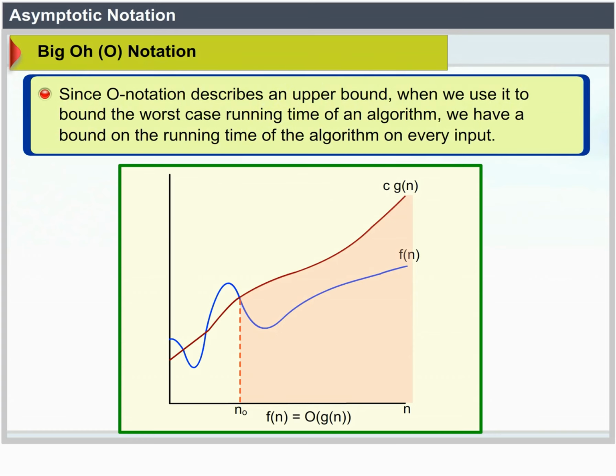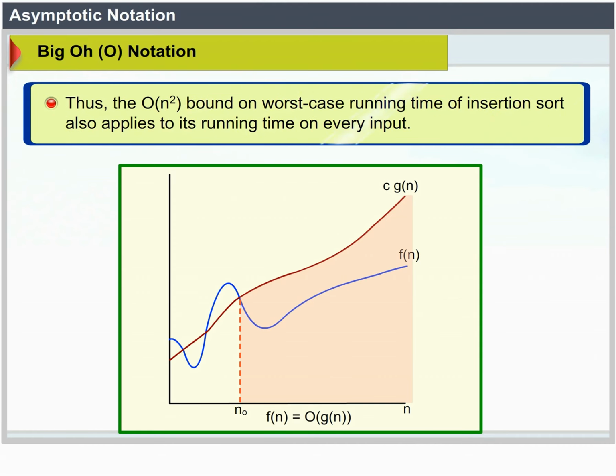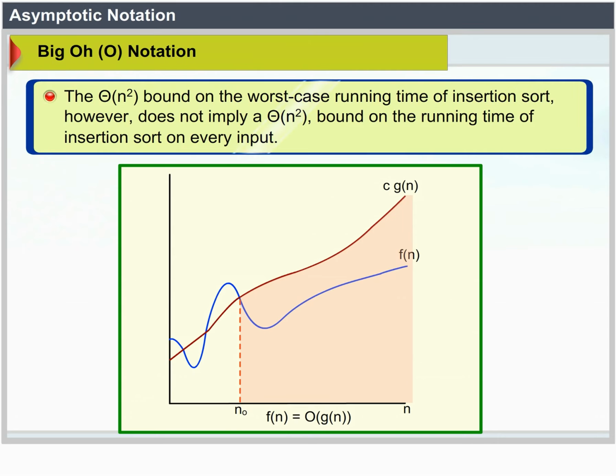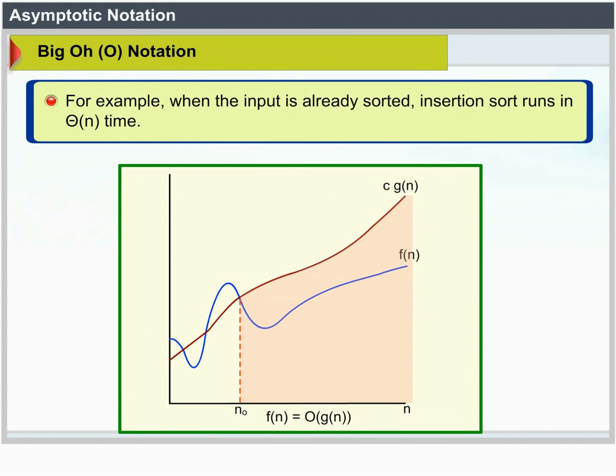Since big O notation describes an upper bound, when we use it to bound the worst case running time of an algorithm, we have a bound on the running time of the algorithm on every input. Thus, the big O of n squared bound on worst case running time of insertion sort also applies to its running time on every input. The big theta of n squared bound on the worst case running time of insertion sort, however, does not imply a big theta of n squared bound on the running time of insertion sort on every input. For example, when the input is already sorted, insertion sort runs in big theta of n time.